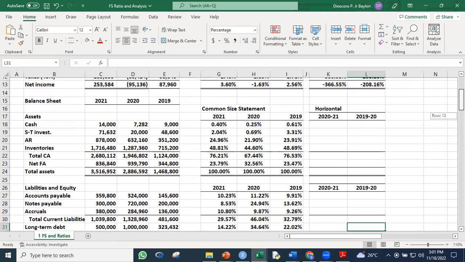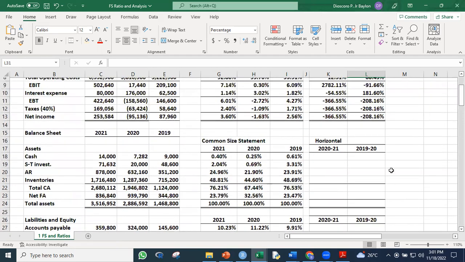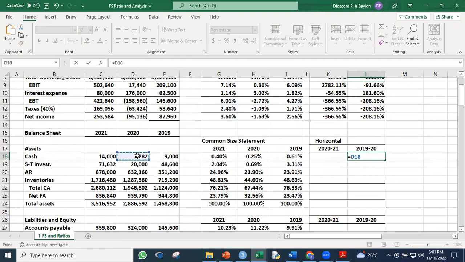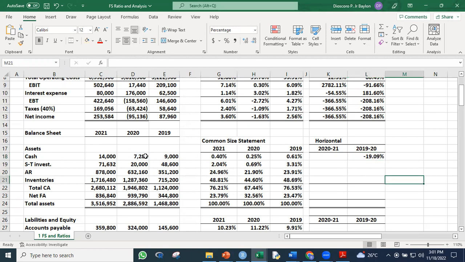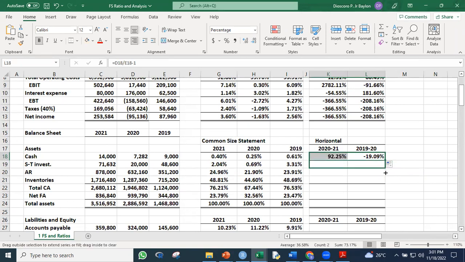Okay, and then we can do the same for this one, we haven't done this. It will also be equal to, between 2020 and 2019, the value of 2020 divided by that of 2019 minus 1. Okay, there was a 19% drop in cash from 9,000 to 7,200. So let me just copy the formulas.